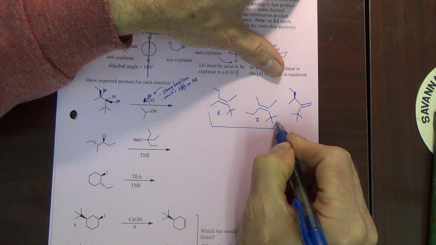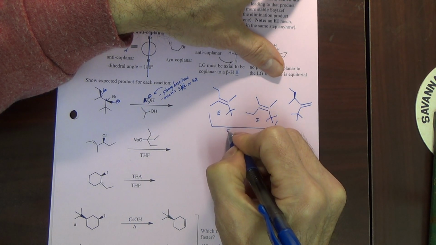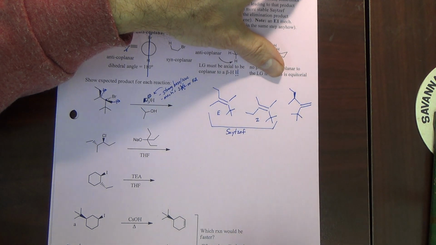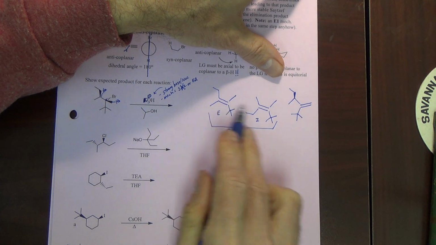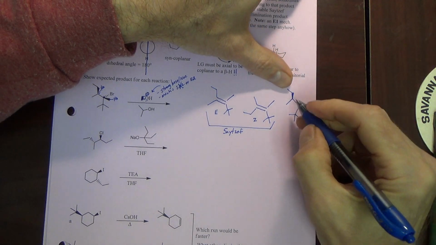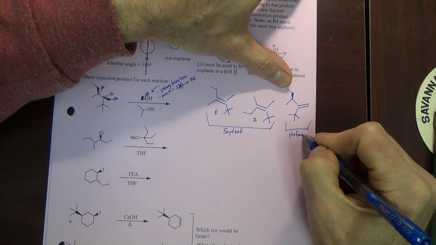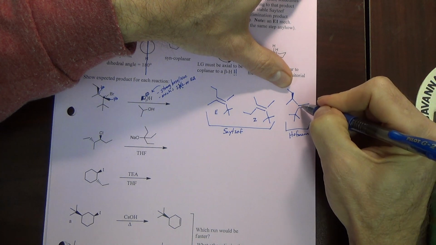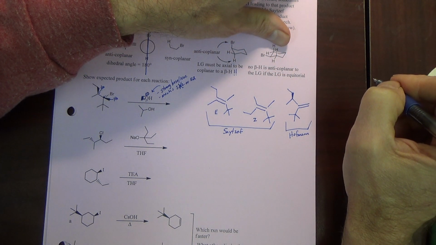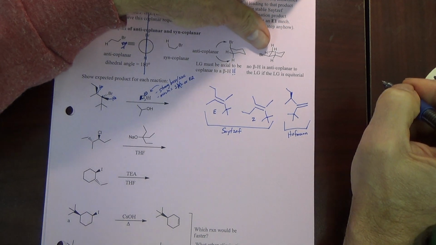These two would be considered Zaitsev products, tetrasubstituted, more substituted. This would be our Hofmann product. It's less substituted, it's disubstituted. Okay.